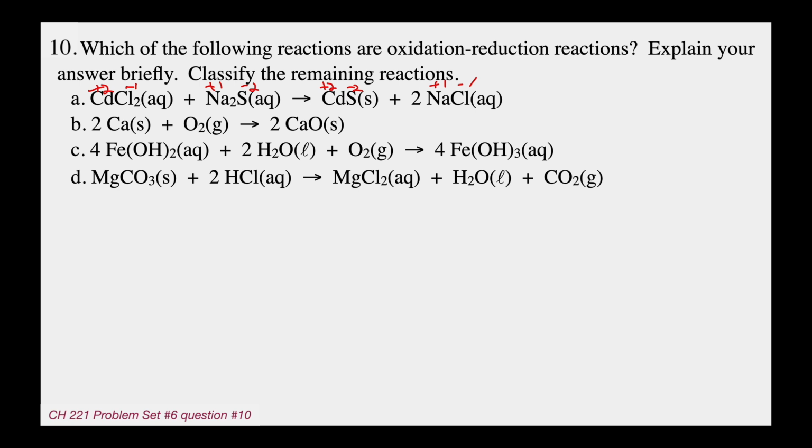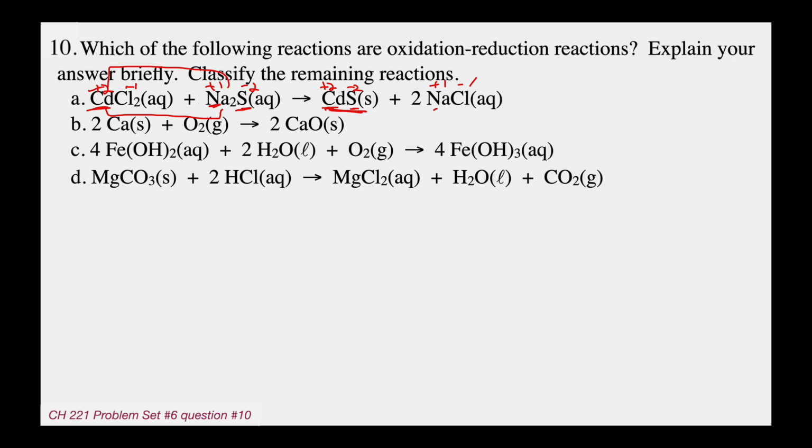If you look at the numbers, all right, the cadmium's +2 on the left and the cadmium's +2 on the right. Same thing for sulfur. Sulfur is -2, sodium's +1, and chloride is -1. So what that means is that no atoms changed oxidation number going from reactant to product. And that means A is not a redox reaction. If you remember from the types of reaction, cadmium and sodium are trading places. You're making a solid, a precipitate reaction.